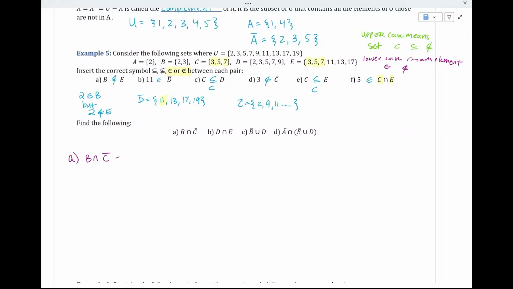Let's see. So this is going to be B, which is 2, 3, intersect C complement. So C is 3, 5, and 7. So C complement is going to be 2, and then 9, 11, 13, 17, and 19. So B intersect that. They both have a 2, and that's it. So B intersect C complement is the set that contains 2.